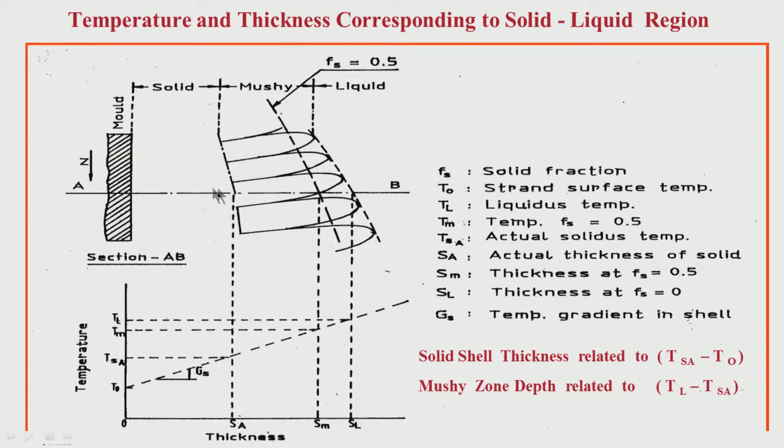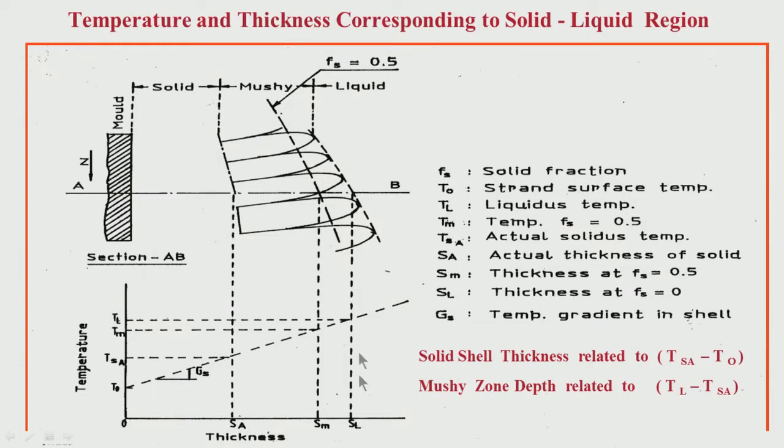So these 3 temperatures: the liquidus temperature TL, this temperature TSA, that means the actual solidus temperature, and T0, the temperature on the surface of the solid shell. These 3 will determine the relative thicknesses.